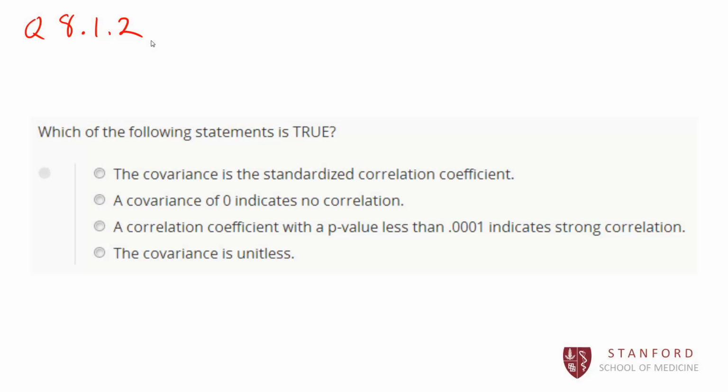The correct answer here is B. A covariance of 0 indicates no correlation. A covariance is a standardized covariance, not correlation coefficient. That's why A is incorrect.